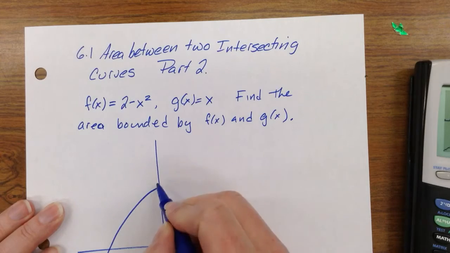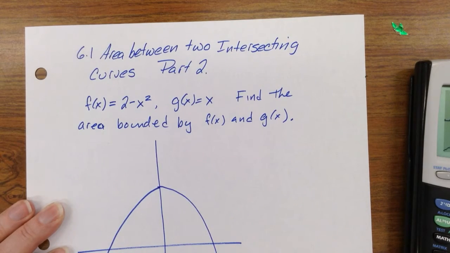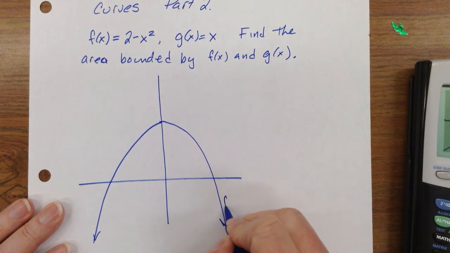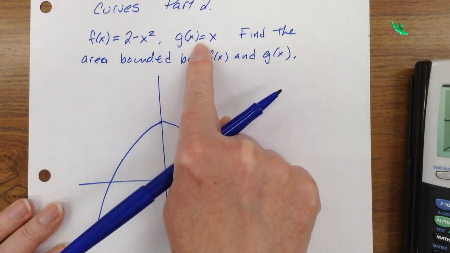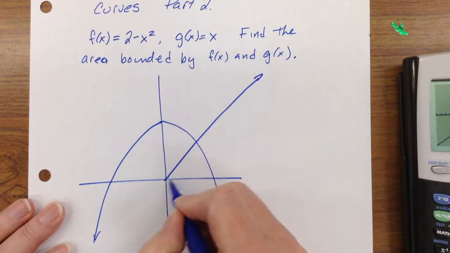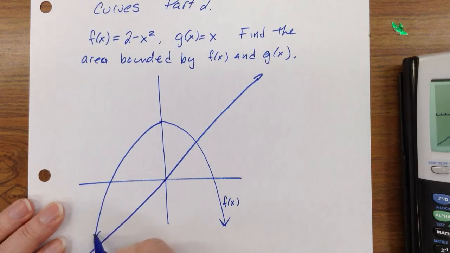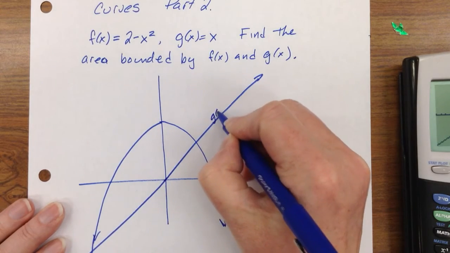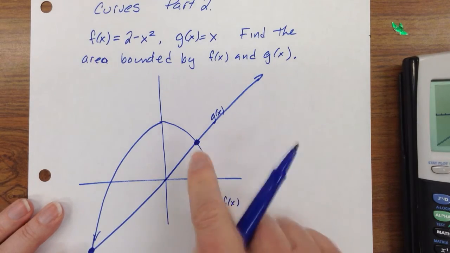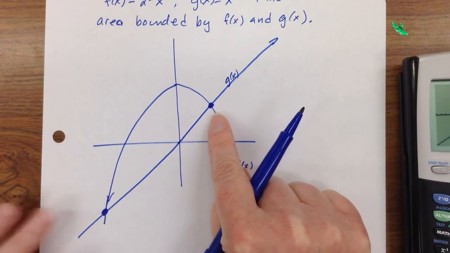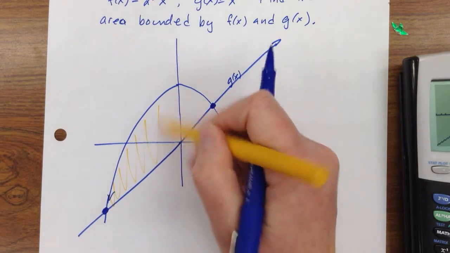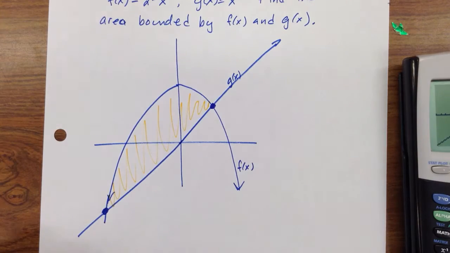All right, there's f. It's important that you do label which one is which. So this is my f curve. g is the line y equals x. This is the g curve. And you'll notice that these two curves intersect and that they enclose a complete area. It's our job to find that area.